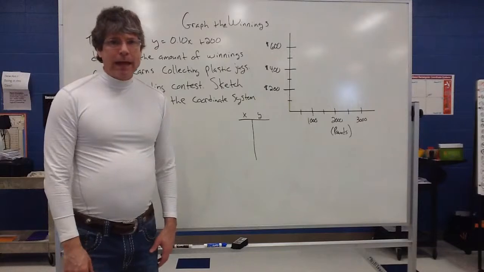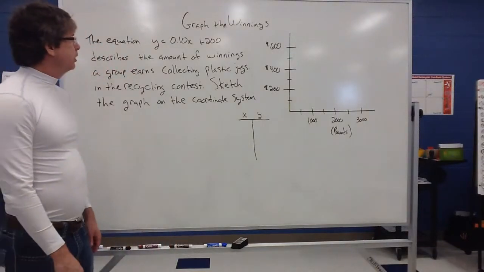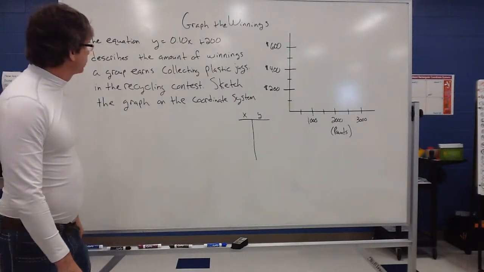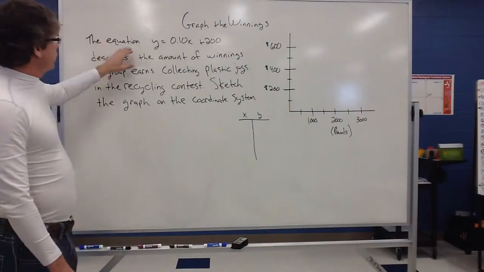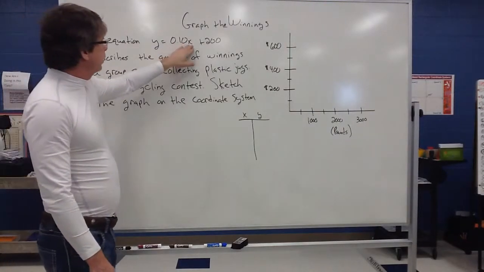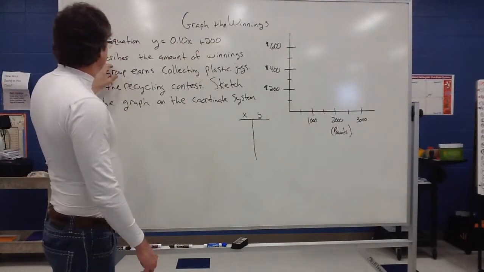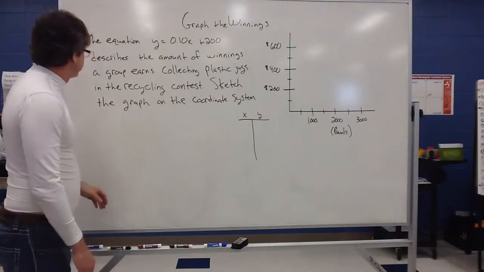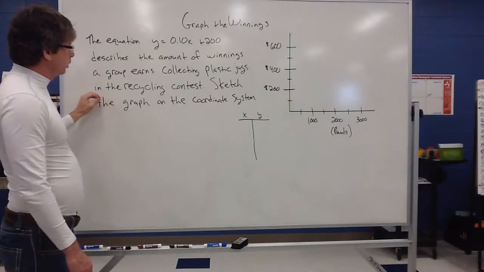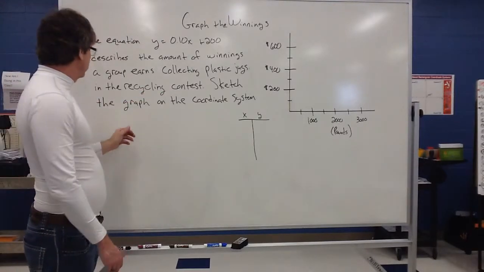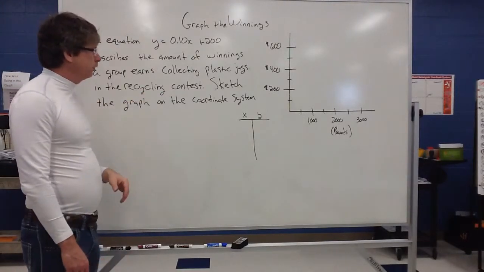So let's look at an application of some linear equations. We want to graph the winnings. The equation y equals 10 hundredths x, or 10 hundredths times x, plus 200, describes the amount of winnings a group earns collecting plastic jugs. This is going to be in the recycling contest that they were doing. It says sketch the graph on the coordinate system.